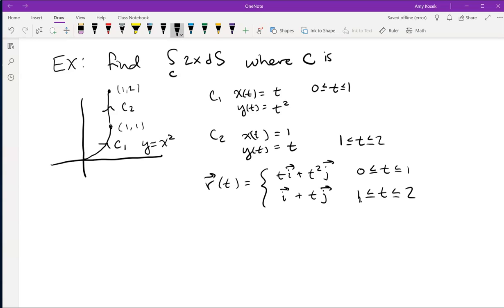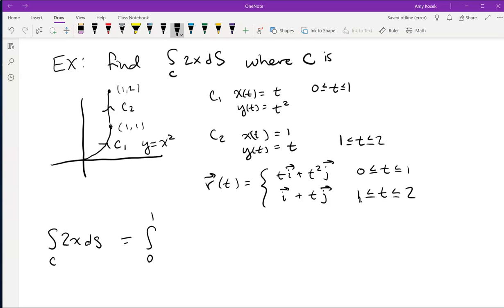Now if we think about coming back to this integral over c of 2x ds, and what we're going to have to put in our new integral, well, part of that new integral needs to be the magnitude of r prime. But notice that the function that I use for r changes depending on what interval we're over. So just like with regular functions, if I was trying to integrate a piecewise function, we would split it up over the integral. So what we've got here is a piecewise parameterization for our curve, so we're going to split up over those two different integrals.